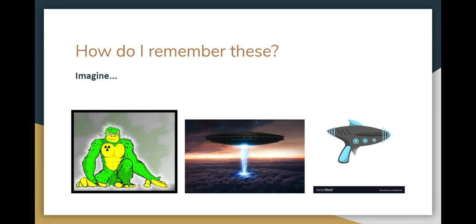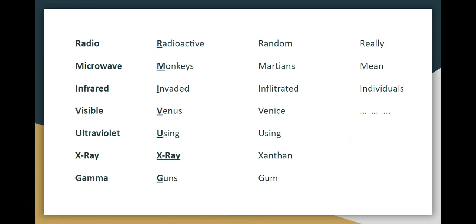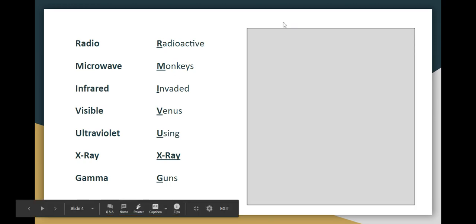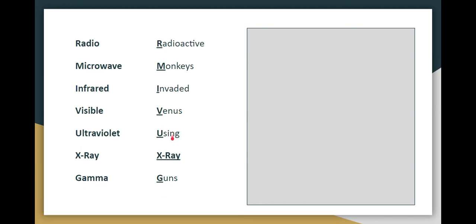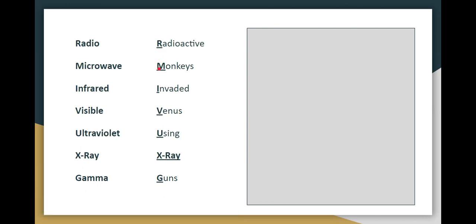Now, why are we bothering with this? Well, this is a really good way to remember all of your waves in order. So if you would, we'll just look at this right now. Radioactive. If you remember that radioactive monkeys invaded Venus using X-ray guns, you know the first letter of every electromagnetic wave.